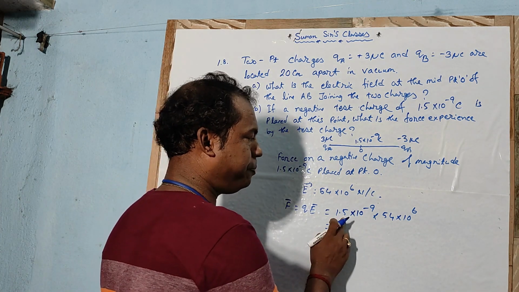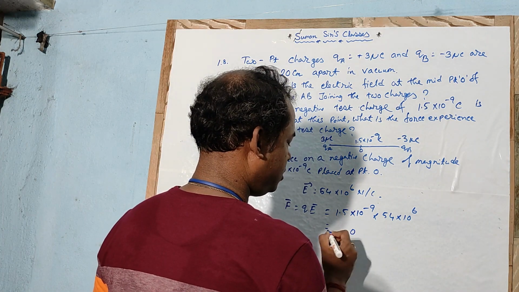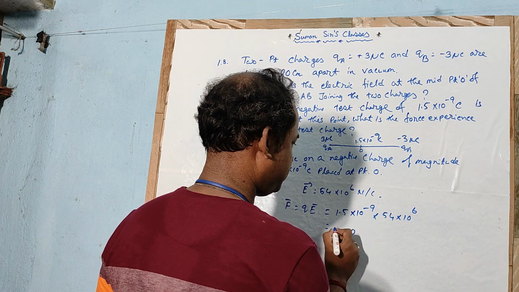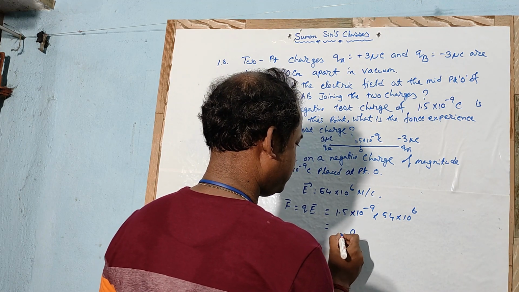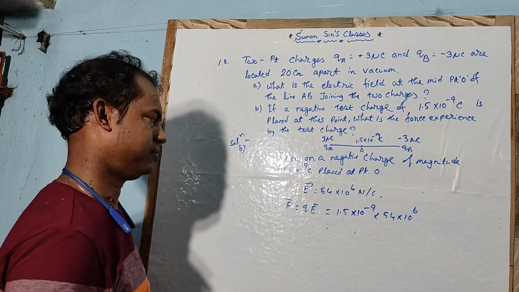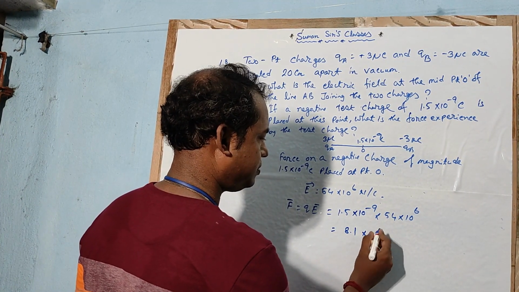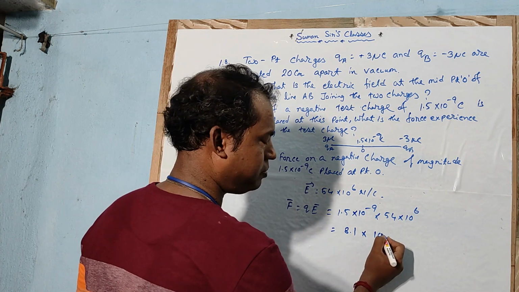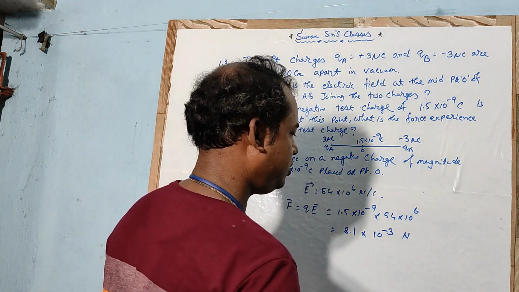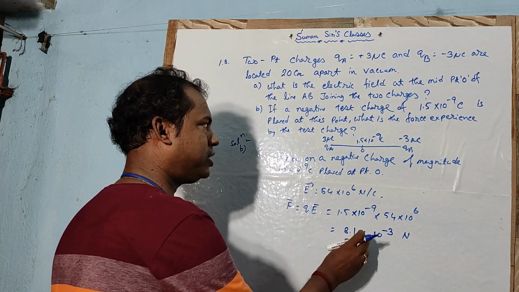So 10 to the power minus 9 and 10 to the power 6, when we add them, now 15 into 54 gives 8.1, and minus 9 plus 6, so 10 to the power minus 3. So this is the force in Newtons. So F is the force, 8.1 into 10 to the power minus 3 Newtons. This is acting on the charge.